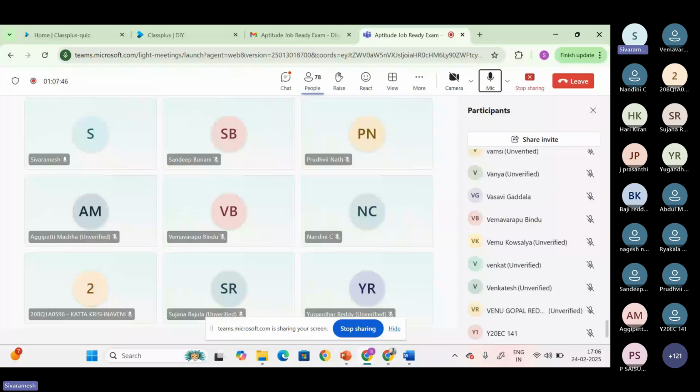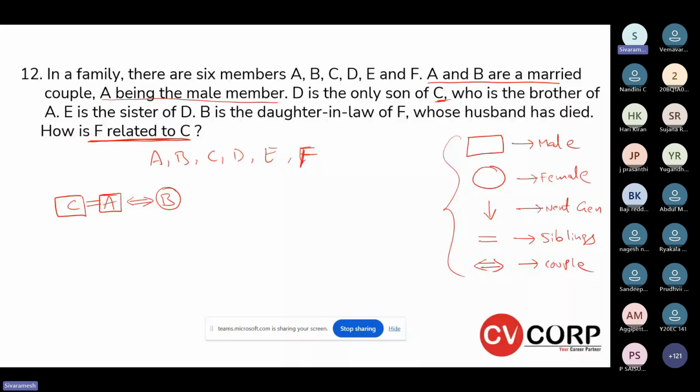Okay, so D is only son of C, who is brother of A. So here I can say that B... If you observe, son means male character, so I am representing it in the box. D is only son of C, who is brother of A, means C is brother of A.